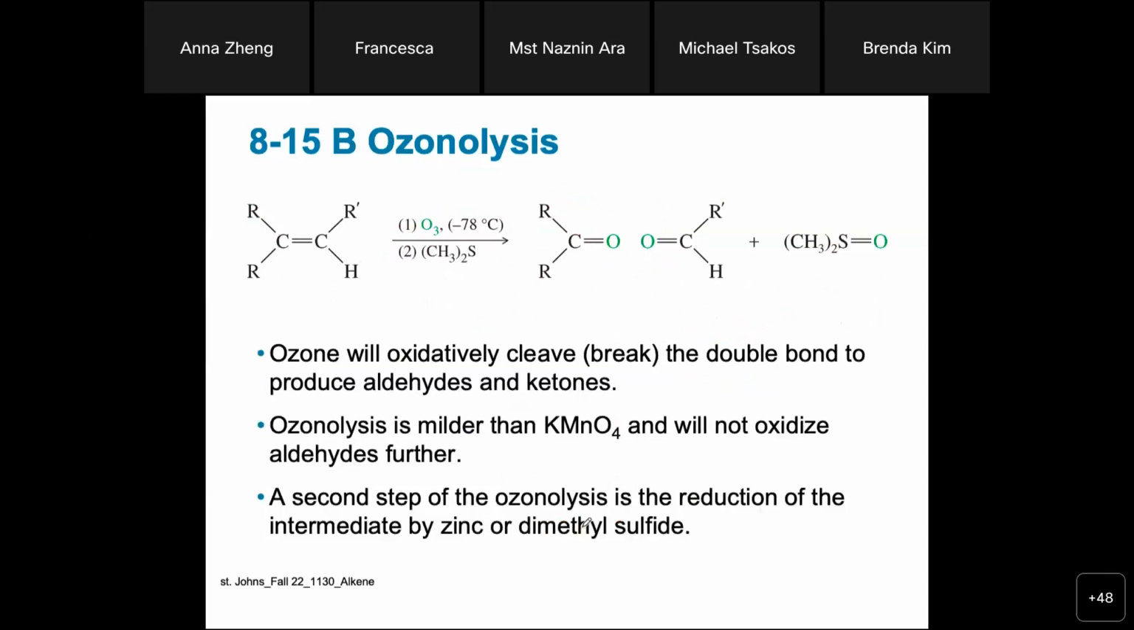And this is ozonolysis. Ozonolysis. Lysis means breakdown.